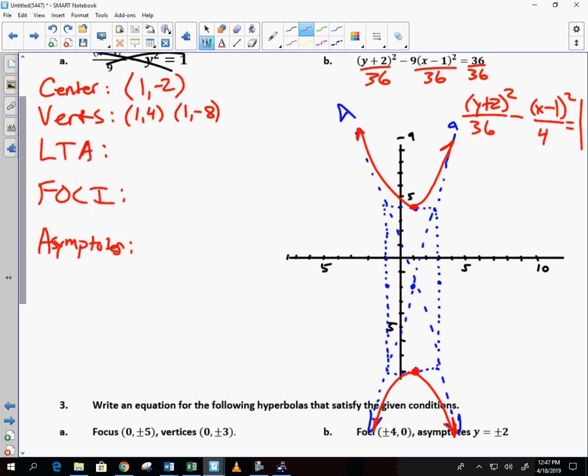The length of the transverse axis, that's the distance between those two vertices. What do you got? 12. How do I determine the foci? A squared plus b squared is c squared. So c squared is 40. So c is the root of 40, or 2 roots of 10. If you were to approximate the root of 40, what would you approximate it as? 6.5. So the foci are at an x value of 1, but the y value is negative 2 plus or minus 2 roots of 10.